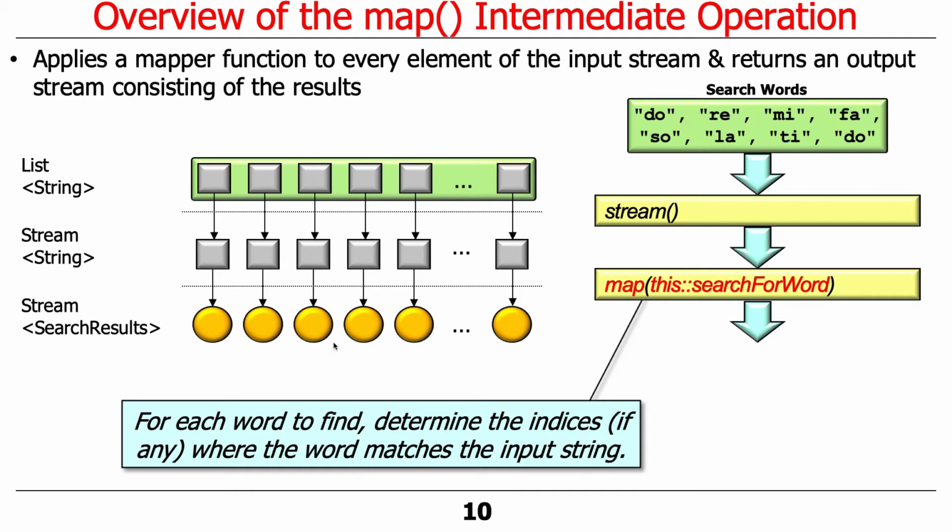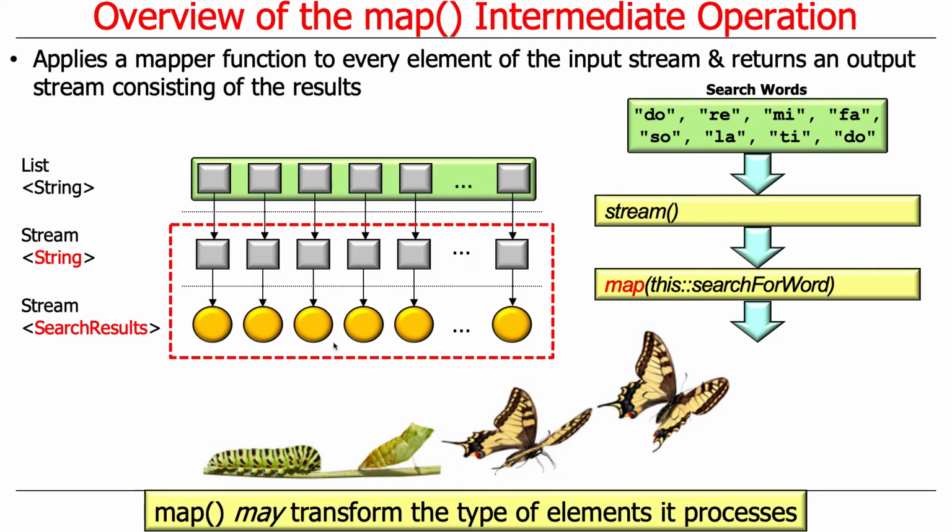Here's a simple example for our simple search stream program. We take the search words for a given input string, and we're going to map those search words using the searchForWord method, which will try to see where, if anywhere, in that input string a given search word appears. So searchForWord is going to be applied to every element of the search words input stream. And map may transform the type of elements it processes. In fact, in this case, it does. As you can see, map takes in a stream of strings, which are the words to search for, and it turns them into a stream of search results, which are the output elements. So you can see a transformation occurred.